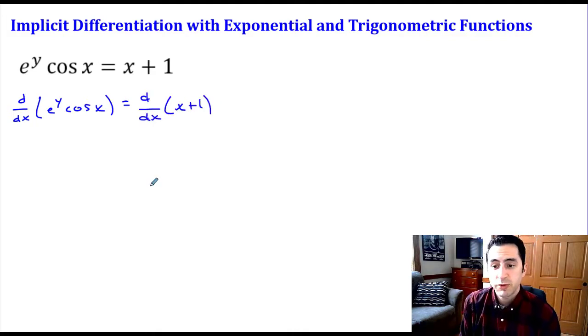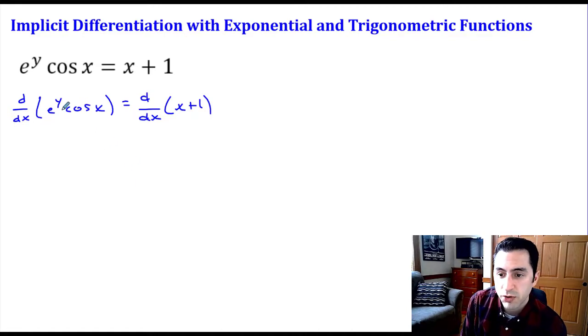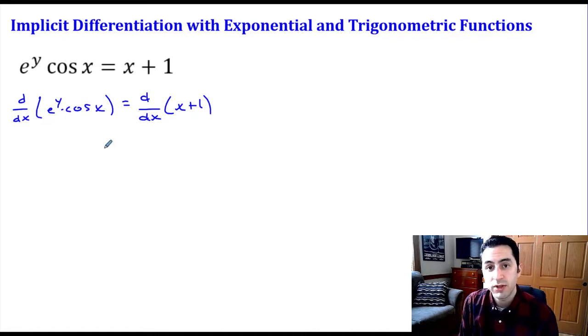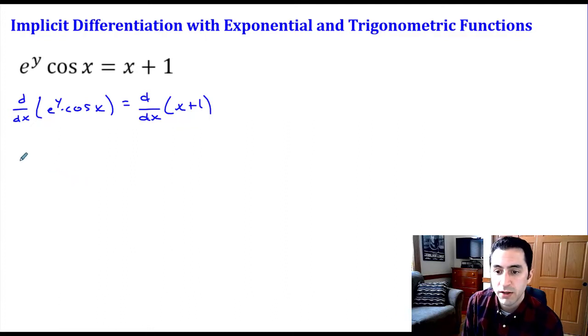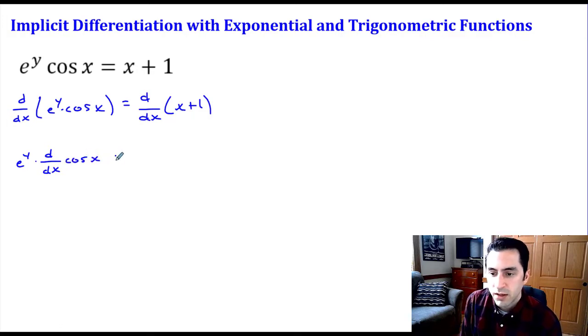So taking the derivative with respect to x, we can use any of our other rules that we have already established. On the left-hand side of this equation, I have two parts that are being multiplied together, so I'm going to need to use the product rule. With the product rule, we do the first times the derivative of the second. So e to the y power stays the same, and then we take the derivative of the cosine of x. To that, we add the derivative of the first part, the derivative of e to the y, and then we multiply that by the second part, which is the cosine of x.